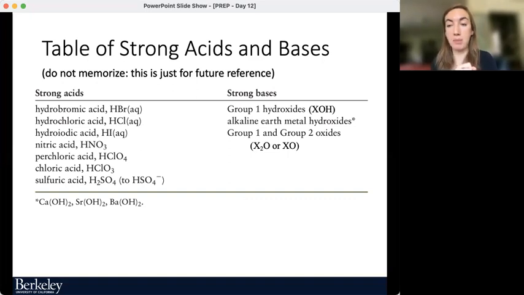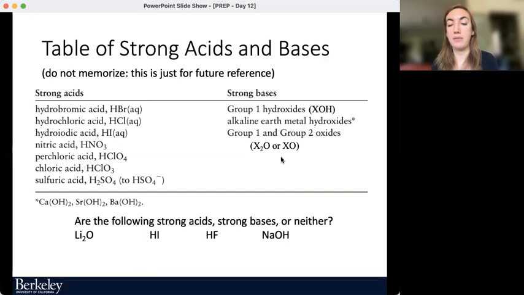Alkaline earth metals, you might remember from when we talked about the periodic table, are that second column. And so it would be X(OH)2. Those are the examples given down here. So Ca(OH)2, Sr(OH)2, and Ba(OH)2 are all strong bases. And then the last type of strong base is a group 1 or group 2 element, that first or second column on the periodic table, with oxygen. So this is just a table that helps us tell, I have a compound in front of me. Is this going to be a strong acid? Is this going to be a strong base, or neither?